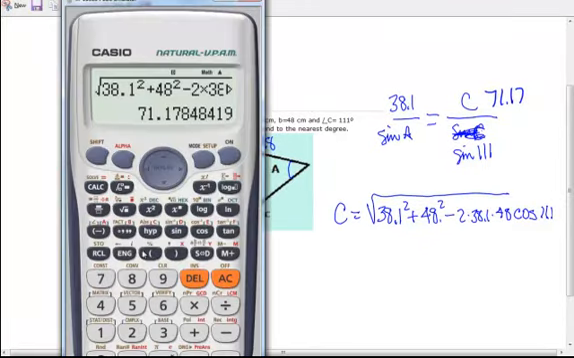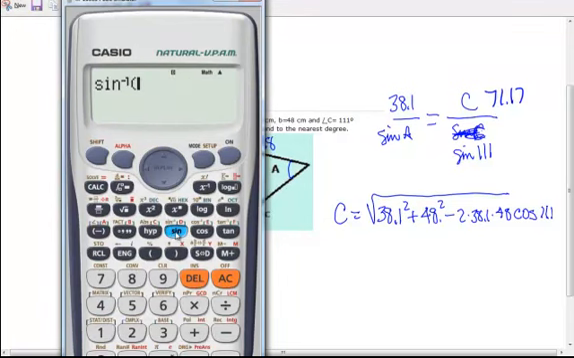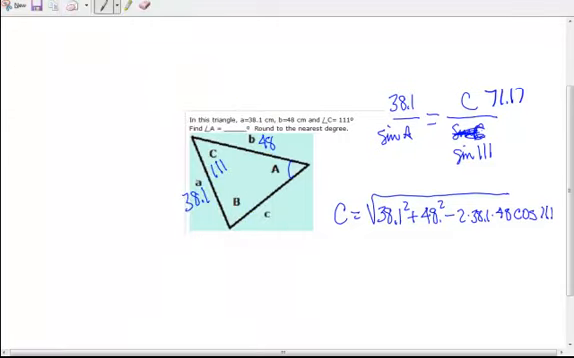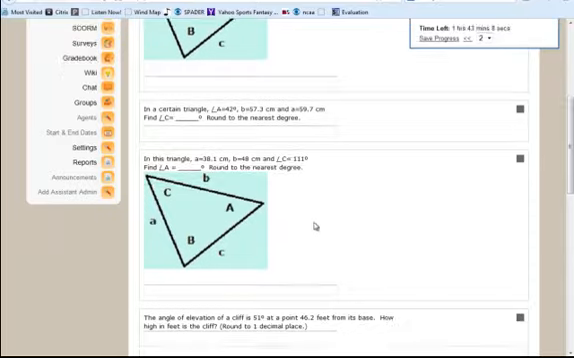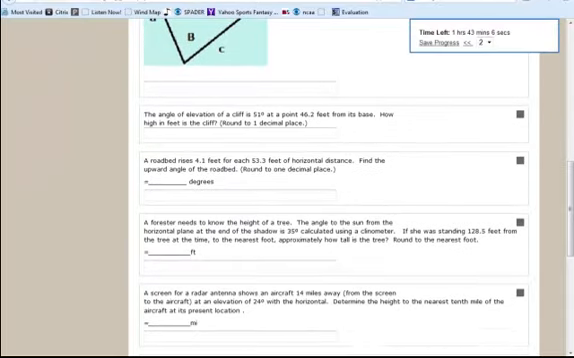Now we can use our calculator and press, since we're looking for an angle, we'll press Shift Sine 38.1 times sine 111 divided by, now it's possible I don't have the right answer there, but whatever answer you get for C, you would put in and press equals, and that will be how big that angle is. That is the hardest question on the test.